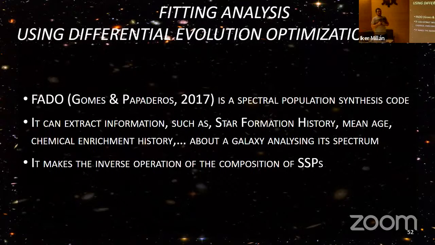So for the analysis of the stellar population, we have used FADO, fitting analysis using differential evolution optimization, from Gomes and Papaderos 2017. It's a spectral population synthesis code that extracts the star formation history, the mean age, and the chemical enrichment. The difference between this code and other codes is that it matches the evolution of the nebular emission to the analysis of the stellar population, so it's more robust in principle. So you mean line emission? Yeah, the line emission of H alpha, H beta, and some oxygen lines, depending on the range that you have.